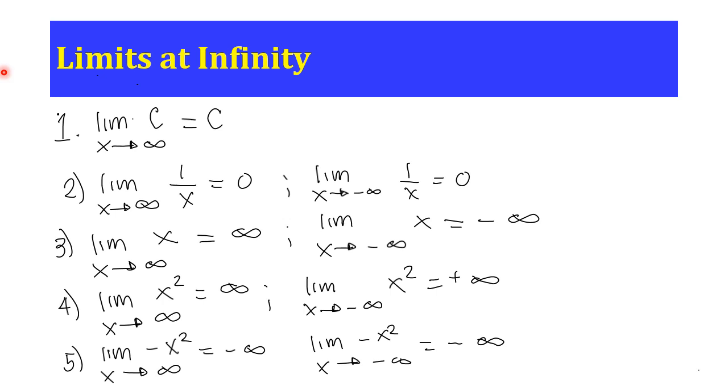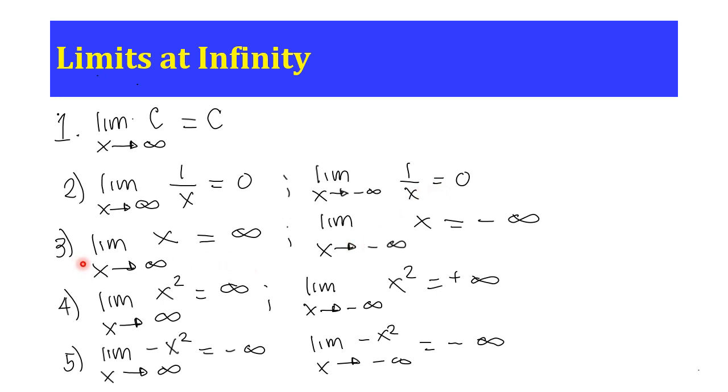Limits at infinity. Number 1. The limit of a constant as x approaches infinity is the constant itself. Number 2. The limit of 1 over x as x approaches positive infinity is equal to 0. And the limit of 1 over x as x approaches negative infinity is equal to 0.